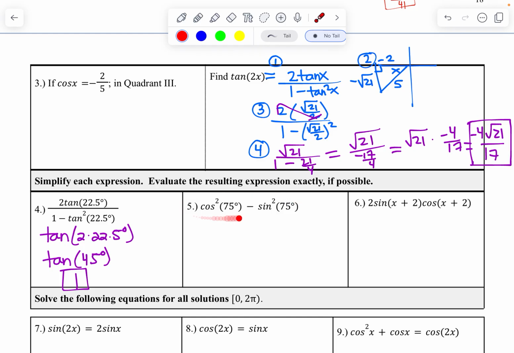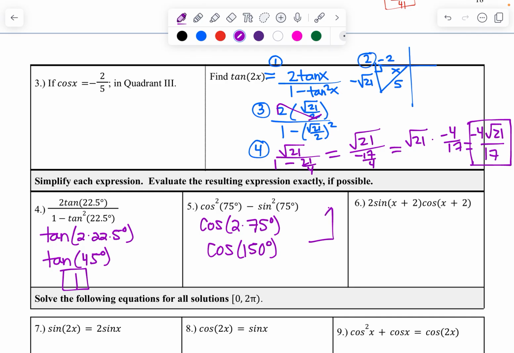All right, so this is your cosine of 2x formula. So this will be the cosine of 2 times 75 degrees. So it's the cosine of 150 degrees. Reference angle there would be 30 degrees. So if you think about your special right triangle, 1, 2, square root of 3. Here's 30 degrees across from that shorter leg. So the cosine of that is adjacent over hypotenuse. So square root of 3 over 2, but we're over in quadrant 2, so it's going to be negative square root of 3 over 2.